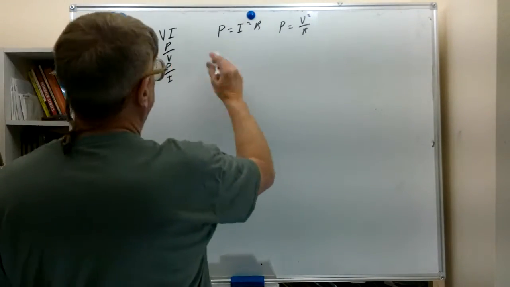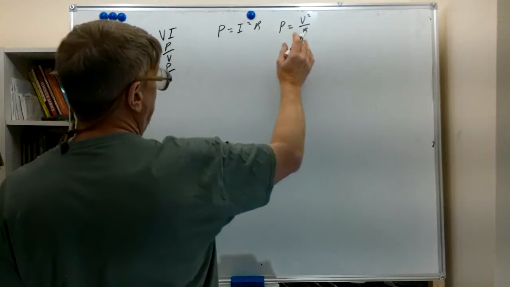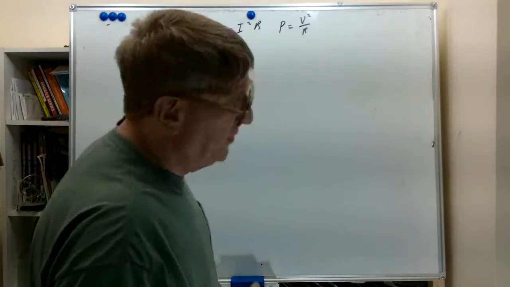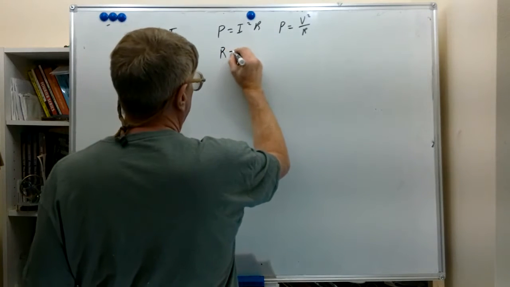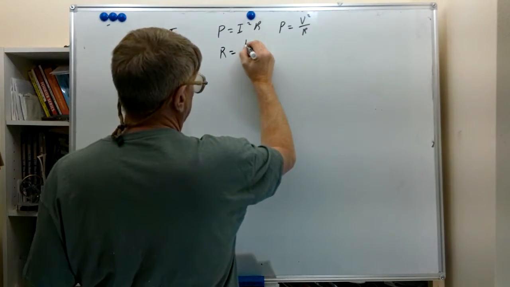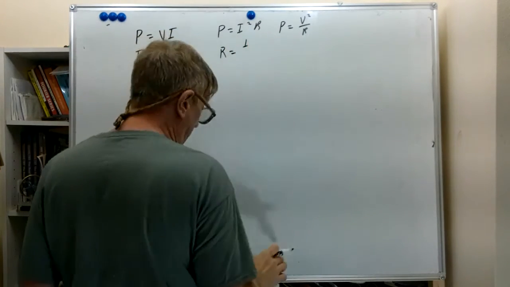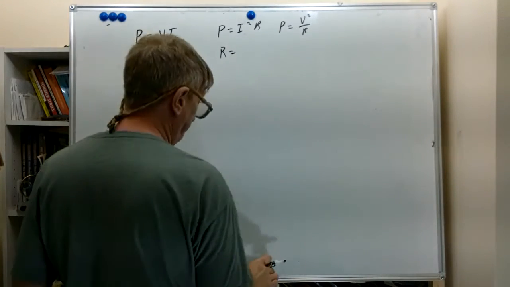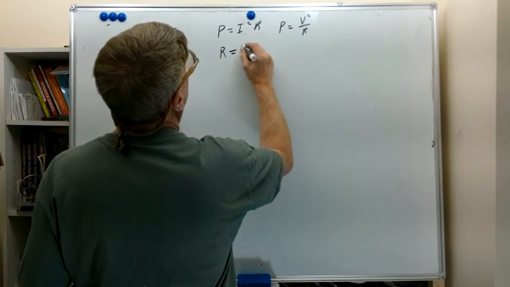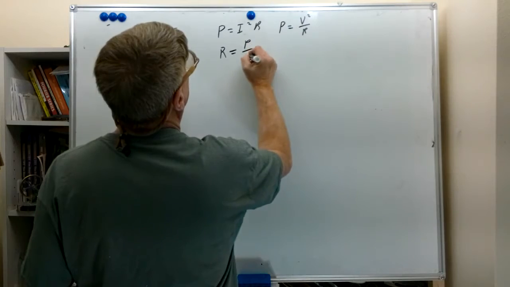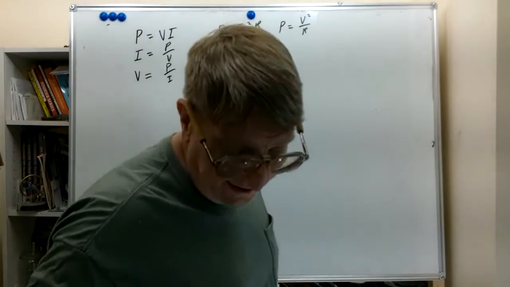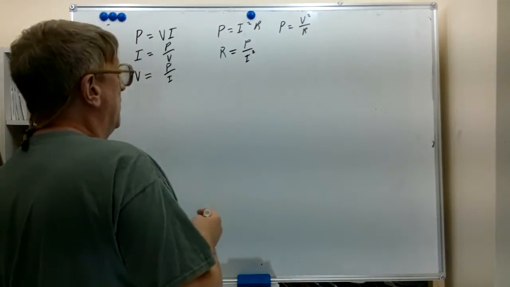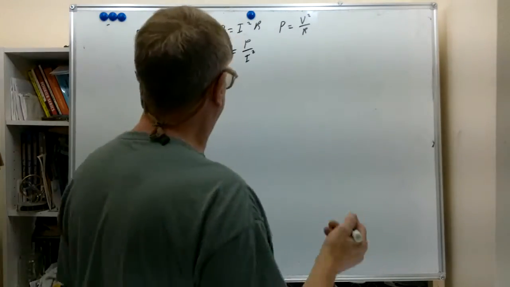But we're going to solve each of these for the three different variables. We're going to solve this one for resistance. We have resistance equals power divided by I squared. And what we did is we just divided both sides by the I squared to get to that. We also want to solve that particular equation for current.